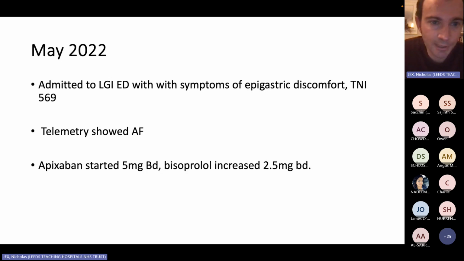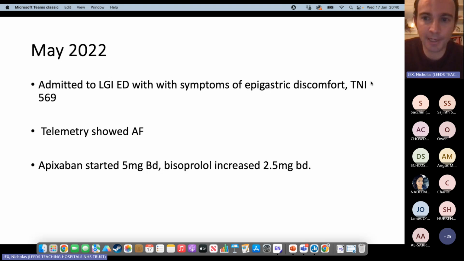So in May 2022, he's admitted with symptoms of epigastric pain to the LGI A&E, and he has a troponin elevation. So he's admitted for a period of telemetry, query acute coronary syndrome, and his telemetry shows he's gone back into AF. So at that point, apixaban is started. He was previously on rivaroxaban, at 5 milligrams BD, and he also has a beta blocker increased.